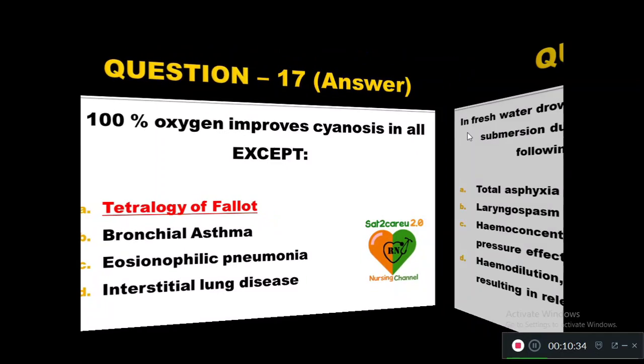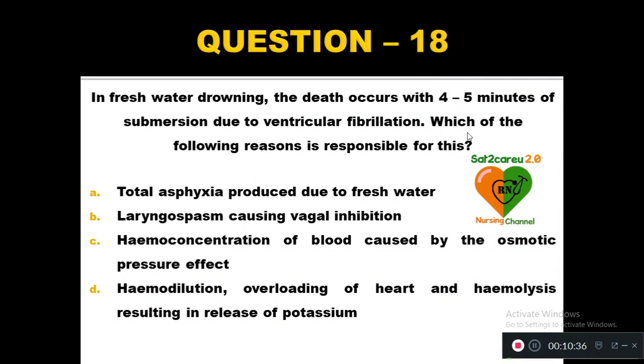Question number 18. In freshwater drowning, the death occurs within 4 to 5 minutes of submersion due to ventricular fibrillation.